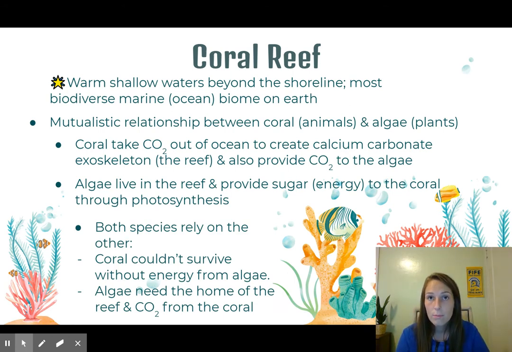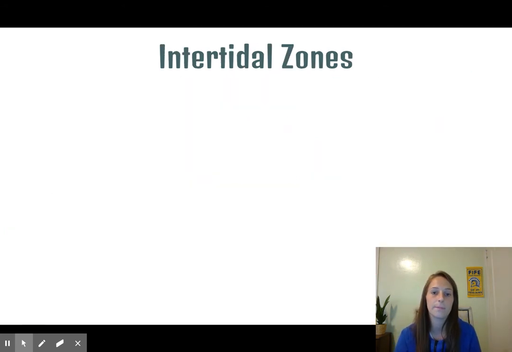If you remember, mutualistic relationships are a type of symbiotic one, and they both have that plus, which means they both benefit. Coral actually could not survive without the algae. And then the algae need the CO2 from the coral. So they both benefit and they both need each other. And they create this really biodiverse ecosystem, essentially, where you have a ton of different types of fish and organisms that live in these reefs.